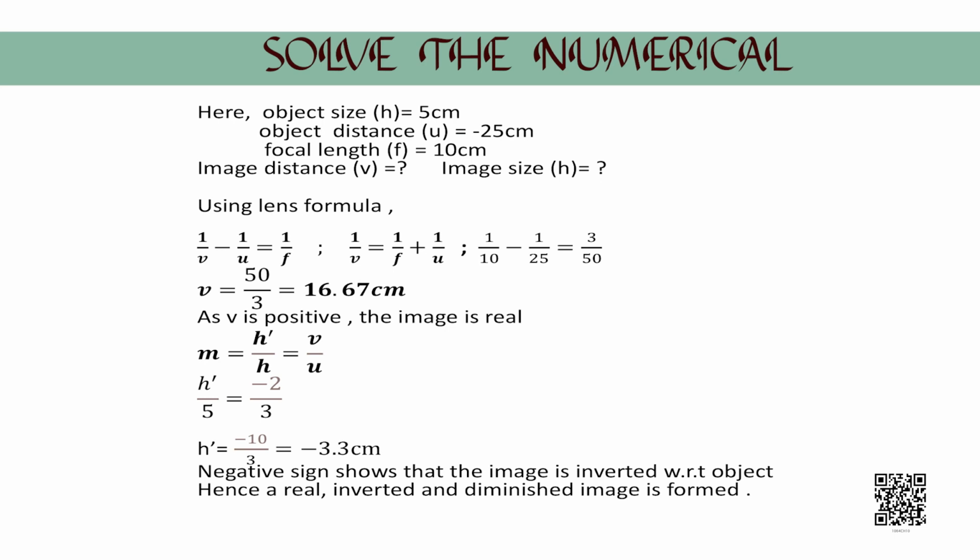Hence, the image distance turns out to be 16.67 centimeters. As v, that is the image distance, is positive, the image will be a real image.